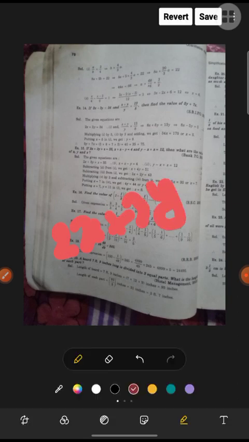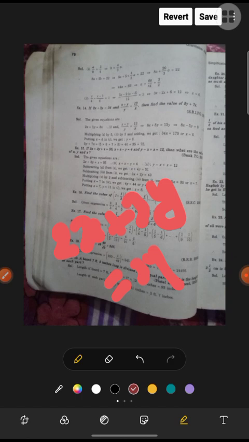If 2x plus 3y equals 34 and (x plus y) upon y equals 13 upon 8, then find the value of 5y plus 7x. The given equations are 2x plus 3y equals 34 and (x plus y) by y equals 13 by 8.